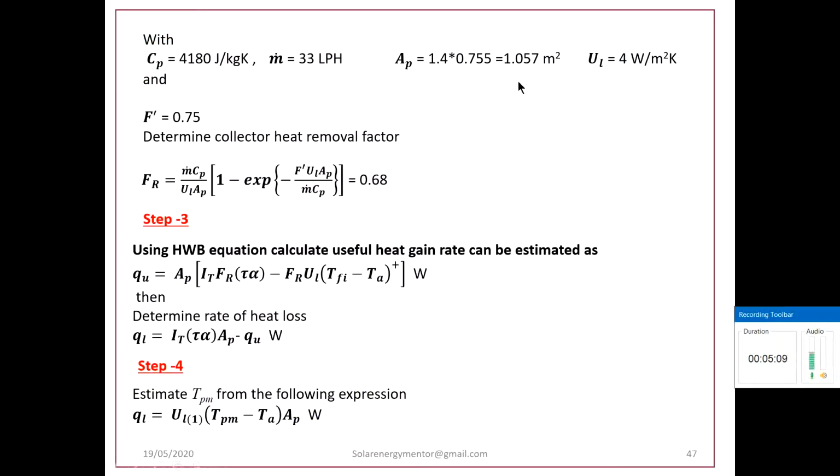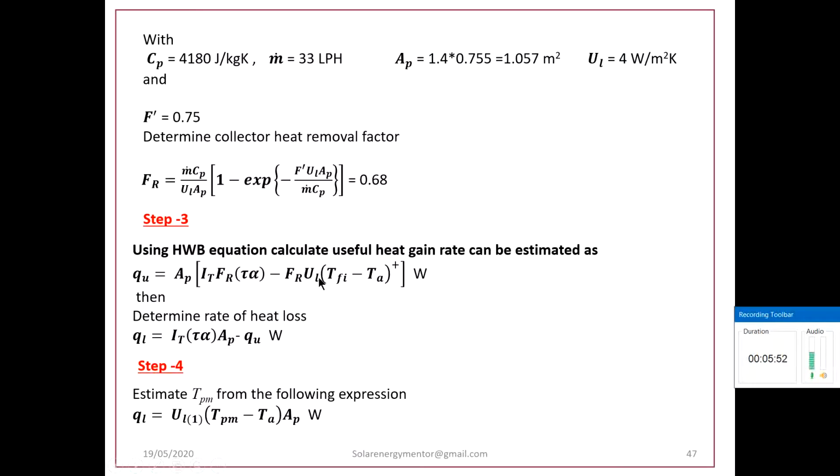Then with CP, AP: CP is given 4180, specific heat of water, m dot is 33 liters per hour, it is given. AP is 1.4 by 0.755. AP is the aperture area or absorber area. So this is 1.057. UL we have already assumed, F dash calculated. So with these data we can calculate the value of FR, which comes out to be 0.68. Then next step, step 3, using Hottel-Whillier-Bliss equation, we can substitute all these values and find out the value of useful heat gain rate, QU.